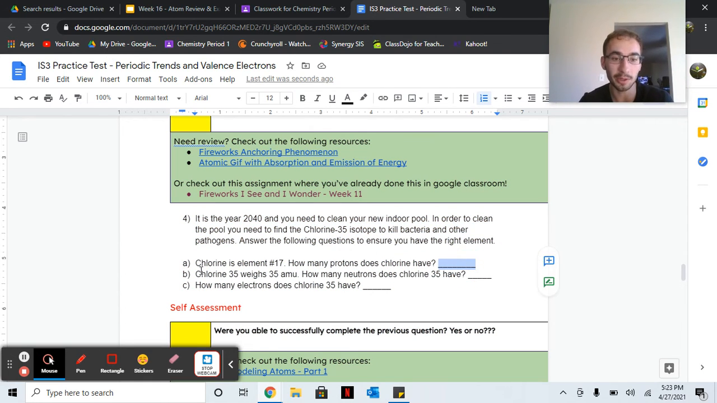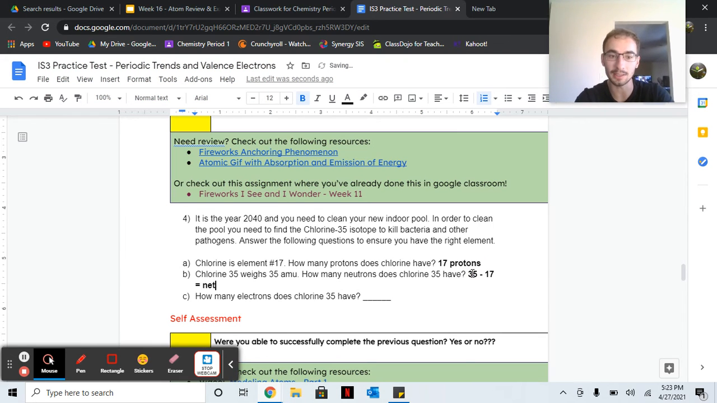So start off, chlorine is element number 17. So if it's element number 17, that's the atomic number, and it has 17 protons. And chlorine-35 gets its name because it weighs 35. So how many neutrons does it have? Well, you take the total mass, 35, minus the protons to get 18 neutrons. That's what makes up the other weight.